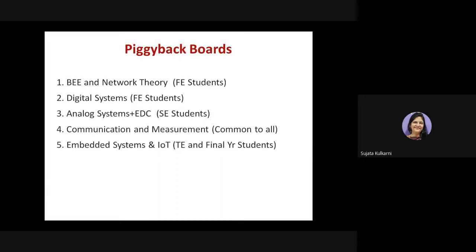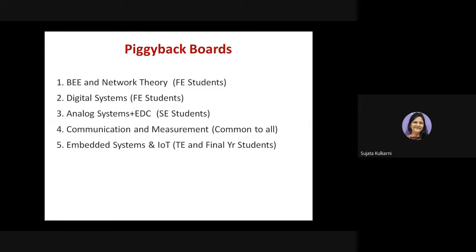However, for analog electronics or EDC, like linear integrated circuits, for second year students, there is another Piggy Backboard. Then communication and measurement, which is common to all, that could be part of the system. And then finally, embedded and Internet of Things, which generally happens at higher semester levels. The commonality as far as the baseboard is concerned is a DSO, function generator, power supply, and a few sockets, a few LEDs, those sort of things are the commonality.